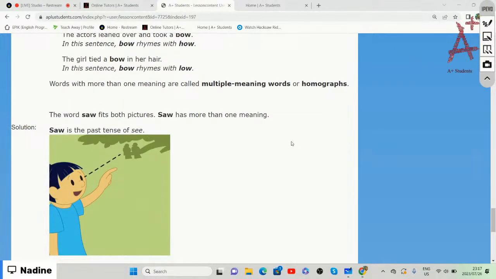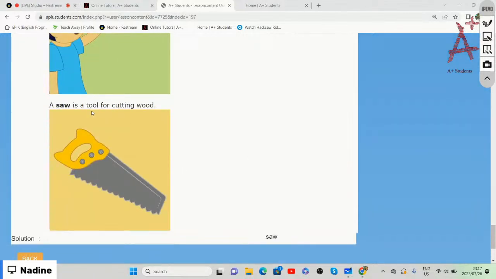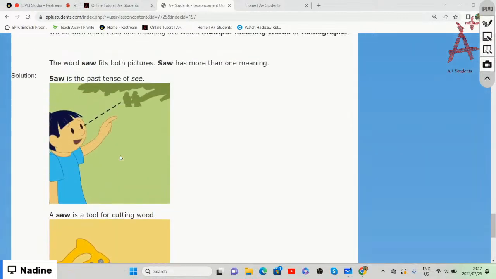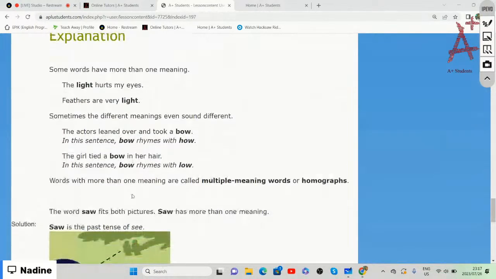Like I mentioned, he sees the birds sitting in the tree. He saw the birds sitting in the tree. And then saw is a tool for cutting wood. A saw is used to cut wood, or to cut the tree, or to cut branches, and so on. So these are but a few words that we call multiple meaning words. It is where the words are spelled the same, but the meanings are different. Then you have words that are spelled the same, even sound the same, however, the meanings are different.